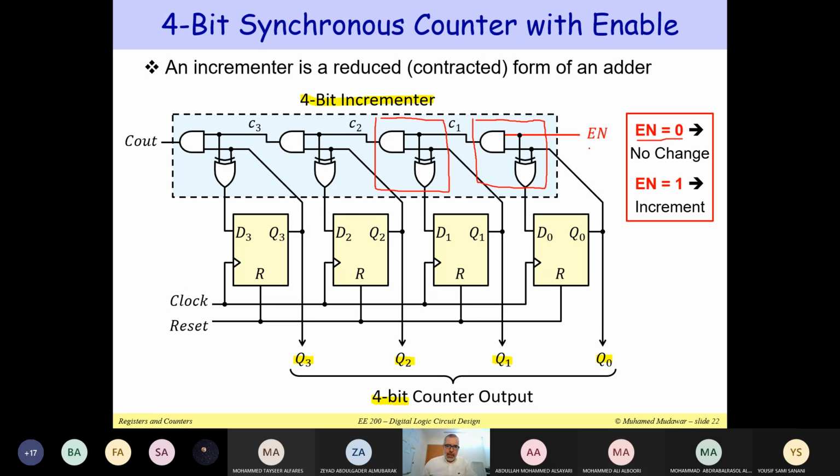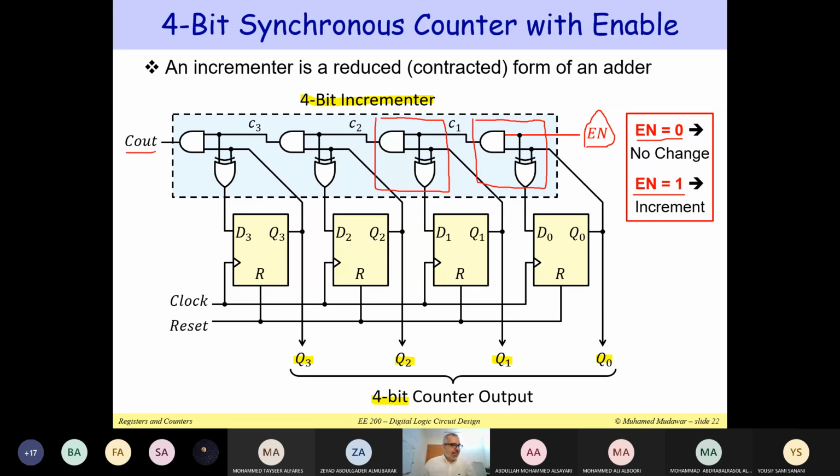So this enable, this is actually my enable input here. If it's equal to 0, it means freeze the count. Do not count, okay? So remain at the same count value. If enable is equal to 1, basically we're adding 1. So think about enable as a carry in, and this is your carry out.